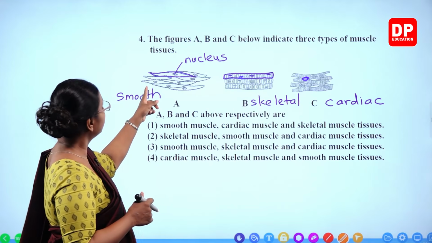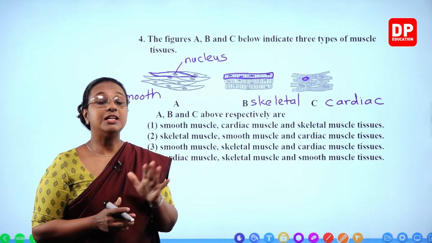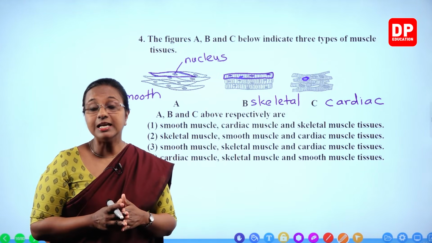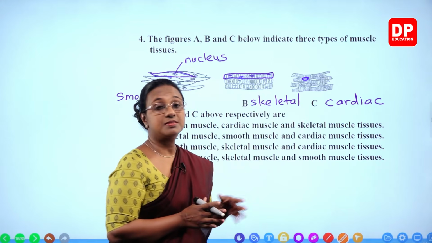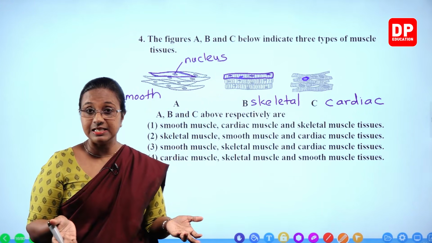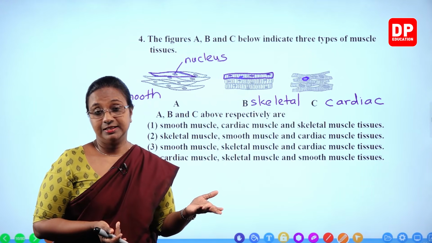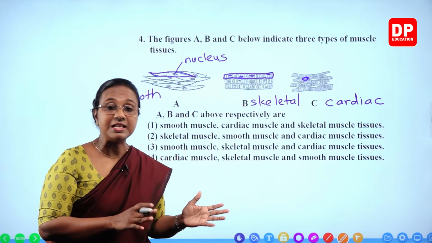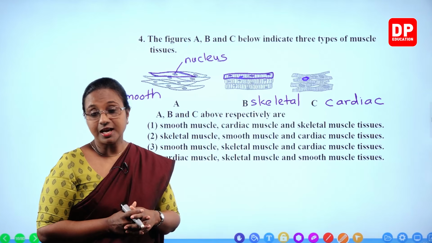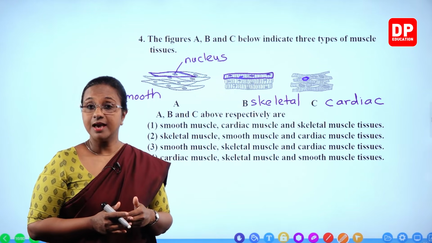And also you all know both smooth and cardiac muscles, they are actually involuntarily controlled, whereas the skeletal muscles are voluntarily controlled. And cardiac muscles never get fatigued. Smooth muscles don't get fatigued easily, whereas the skeletal muscle, they do get fatigued. So you know the similarities and differences, and you know to identify the three types of tissues: the smooth muscle, skeletal muscle and the cardiac muscle.